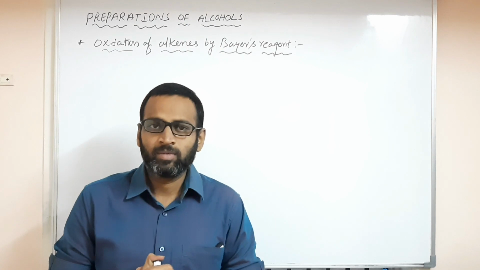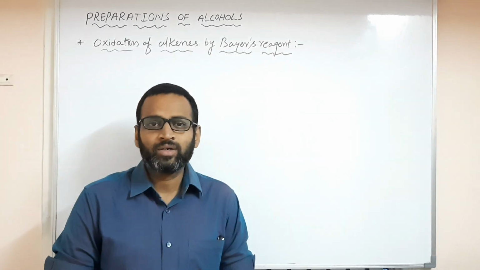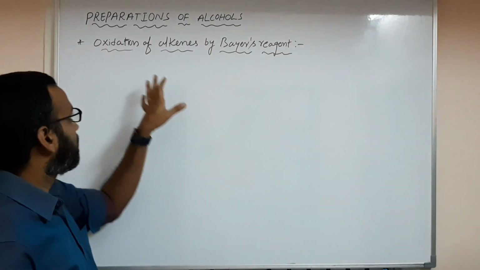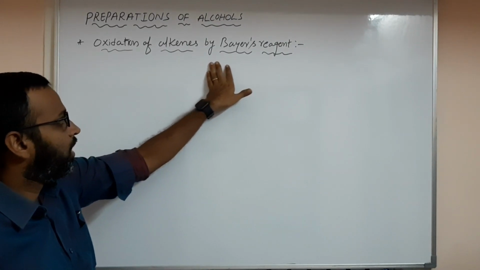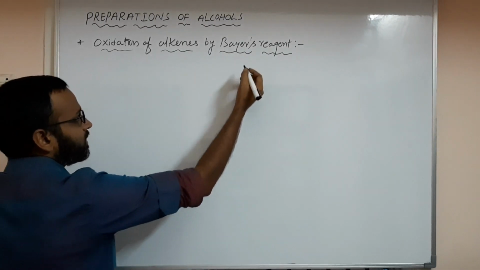Now we will discuss some preparations of alcohols and phenols, and then we will enter into properties. Let's see how oxidation of alkenes happens by using Bayer's reagent. Bayer's reagent is a 10% alkaline KMnO4.